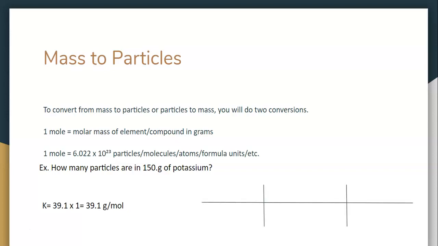So next, I'm going to draw a railroad track. Mine's going to be a little longer. Again, if you want, you can do two small ones, but I like to just do it all as one long one, but whatever is easiest for you to do your conversion with. So my given is 150 grams K. To get rid of grams, I'm going to put it at the bottom. And I know that there's 39.1 grams per what? Oh, that's right, 1 mole. So that 1 mole is going to go on top.